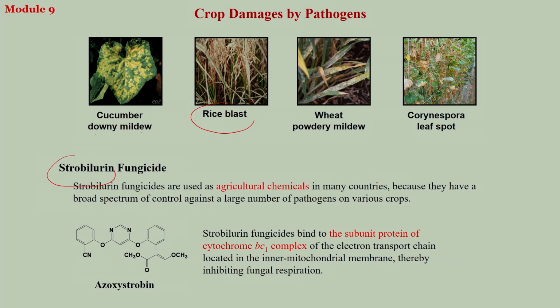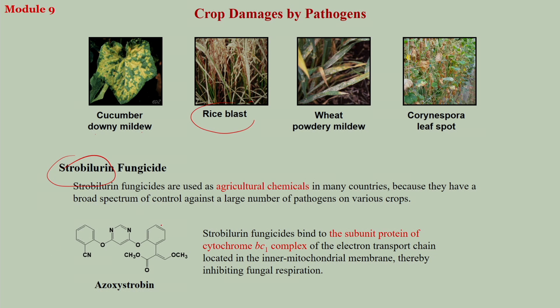Mostly when crops are attacked by pathogens, we use pesticides to kill them. Strobilurin is a fungicide. These pathogens are basically fungi. Cucumber downy mildew is a fungus, rice blast is a fungus, wheat powdery mildew is a fungus, and this also is a fungus. So you use a fungicide to kill those fungi. Strobilurin is a fungicide that is usually used on these kinds of crops.